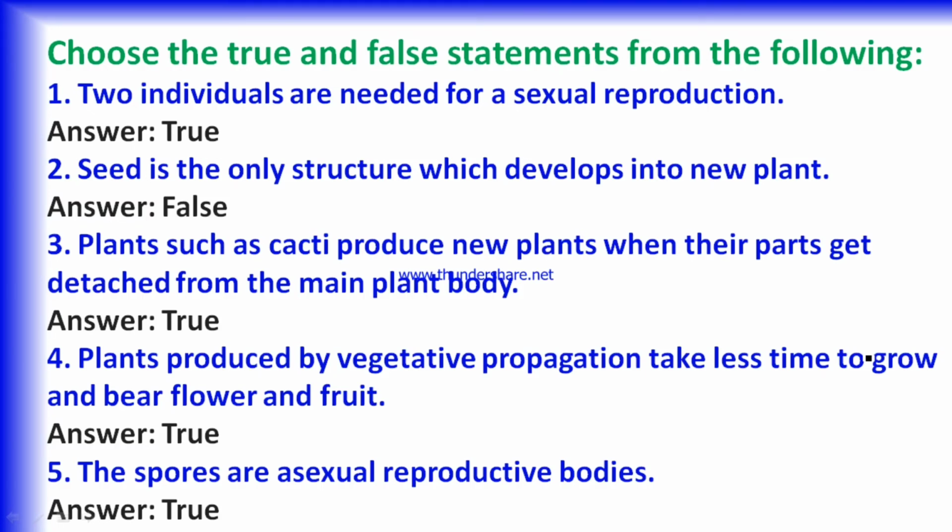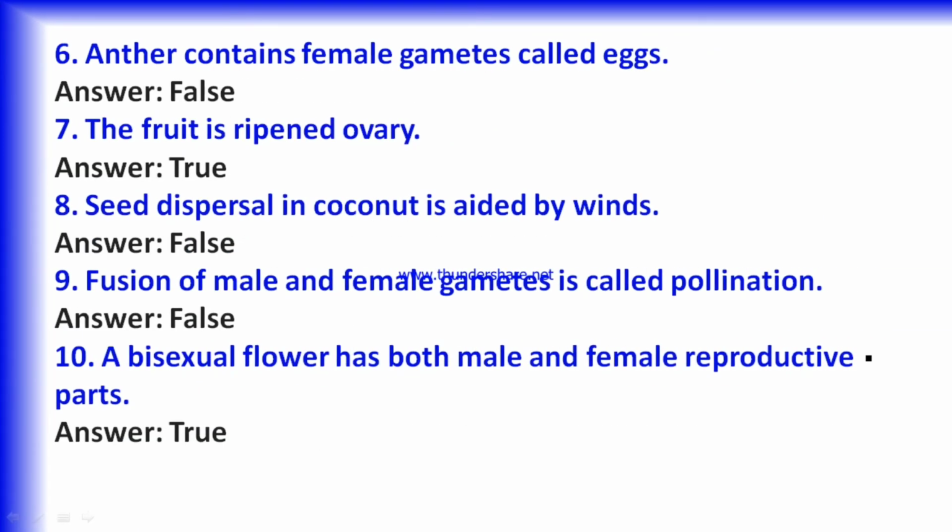Next. Plants produced by vegetative propagation take less time to grow and bear flower and fruit. Yes, obviously true. In vegetative propagation, it takes less time to grow up. Next question. The spores are asexual reproductive bodies. Yes, this is the right answer. Spores are asexual reproductive parts. Next question. Anther contains female gametes called eggs. No. Anther contains the male gametes and produces pollen grains, and the ovary produces ovules which contain the female gametes.